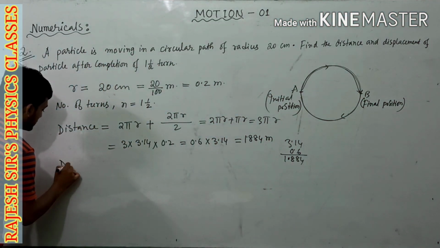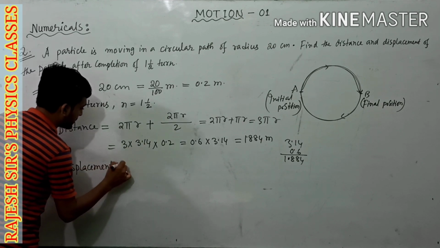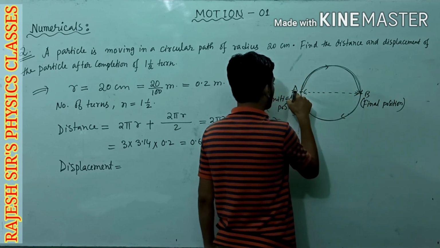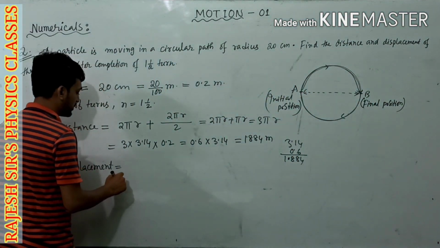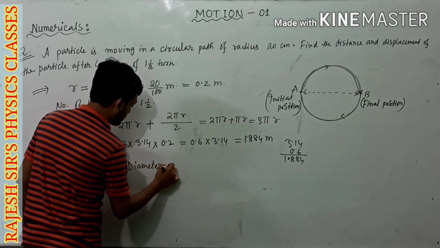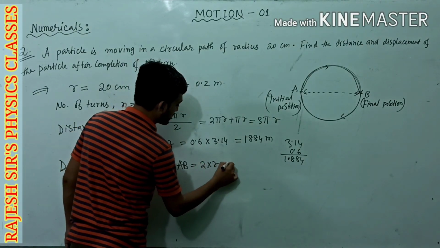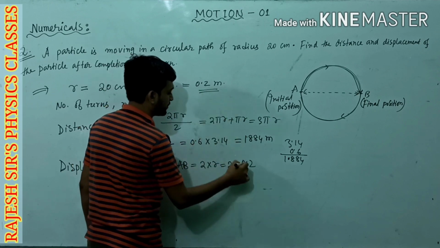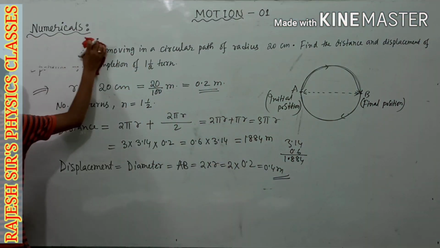Now displacement is what? Displacement is the length of the shortest path connecting the starting point and the final point. This is what? This is the diameter of the circular orbit. There is AB, that is 2 into radius. This is equal to 2 into 0.2. This is the radius. Is equal to 0.4 meter. This is the answer.